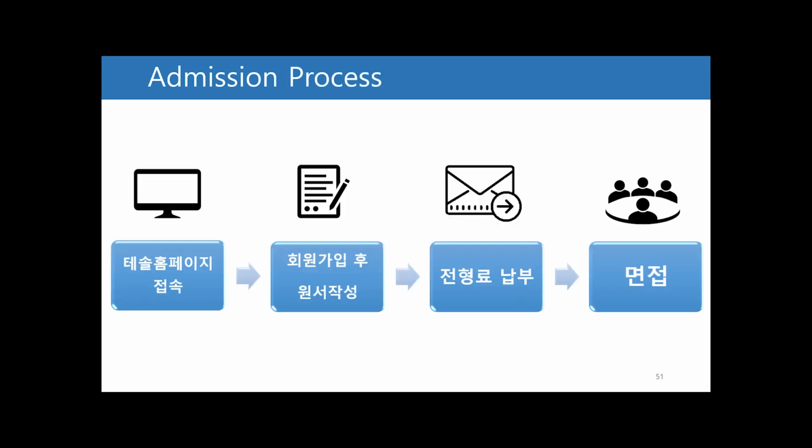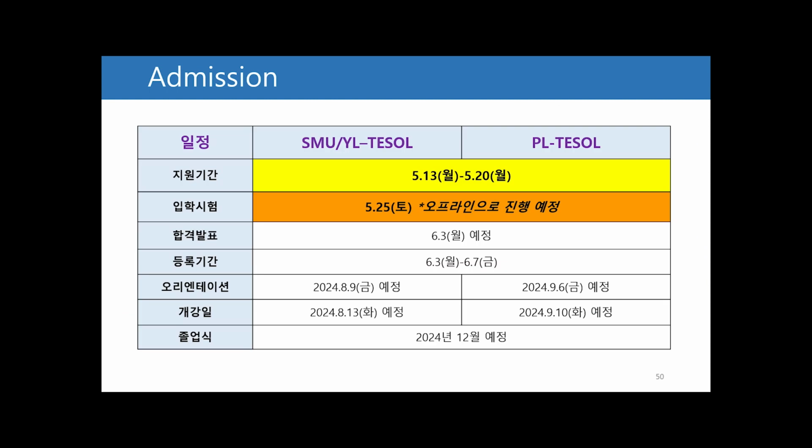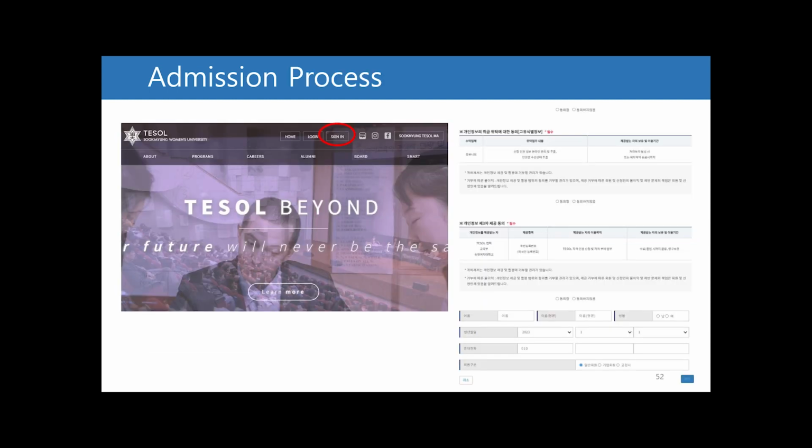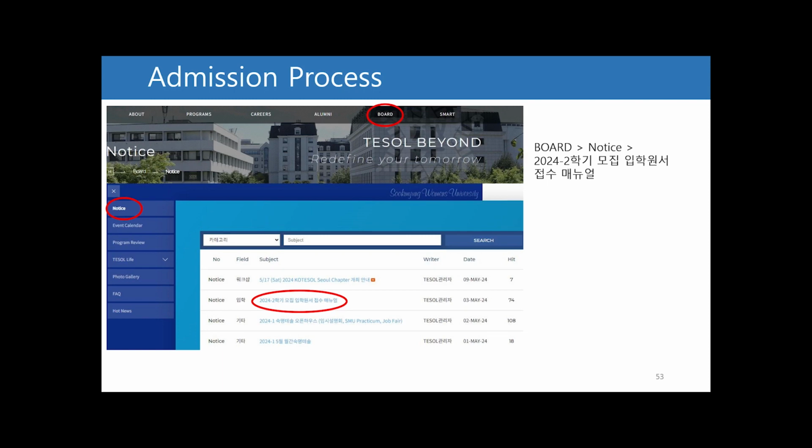네, 이번 학기 전형 일정은 다음 주 월요일, 바로 월요일부터 시작이고요. 그 다음 주 월요일인 5월 20일까지 하시고, 입학 시험은 숙명테솔 홈페이지에서 온라인으로 회원가입하시고 원서 작성하시면 되고요. 그리고 전형료 납부하시고 면접 보시면 됩니다. 입시 진행 과정은 저희 숙명테솔 홈페이지 접속하셔서 보시면 사인인이 있거든요. 이게 회원 가입하시는 메뉴예요. 여기 동의함 하시고 개인정보 적으시고 회원 가입하시면 되세요. 그리고 원서 작성 방법은 저희 숙명테솔 홈페이지 보드에 노티스라고 있거든요. 여기에다가 매뉴얼 올려놨습니다. 매뉴얼 다운 받으셔서 따라하시면 되세요.